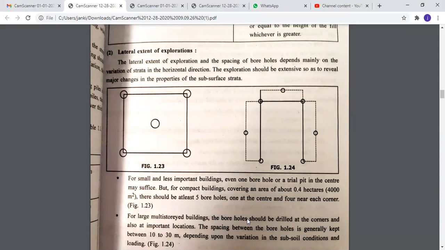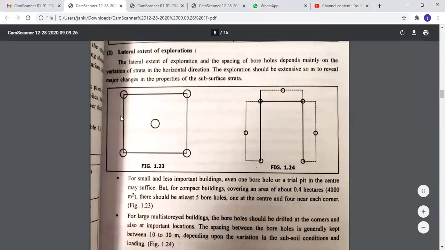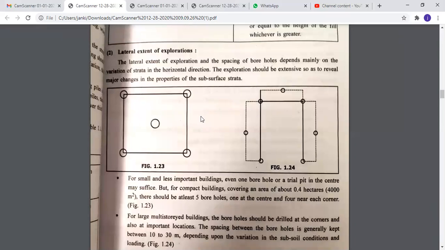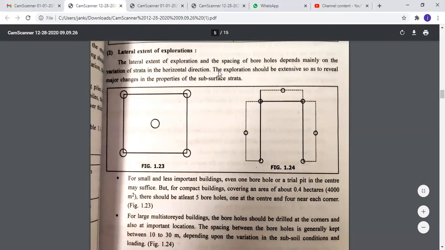Here we're talking about the cases 1, 2, 3. For small and less important buildings, even one borehole or a trial pit in the center may be sufficient. But for a compact building covering an area of about 0.4 hectares, which is 4,000 square meters, there should be at least 5 boreholes, one at the center and 4 at the different corners, as you can see in the first picture.